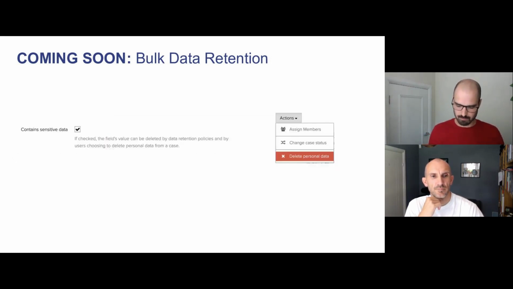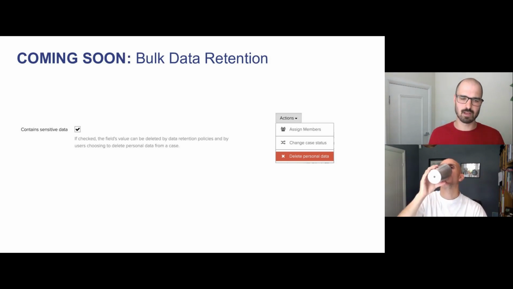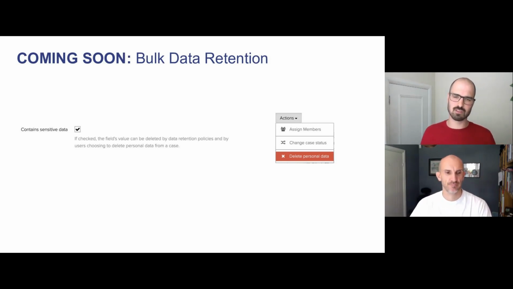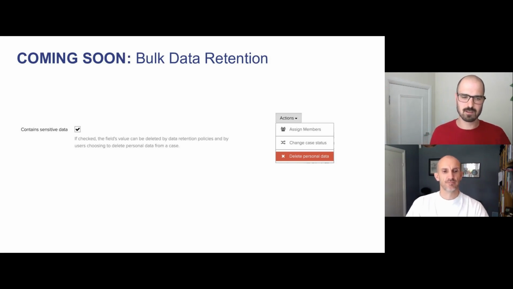Just to clarify what's happening when we are doing the redaction. We are going to be applying exactly the same action as you currently have available to you manually on a case. So if a user has permission to delete personal data on a case, that's the action that's going to be called through the API. The first thing to note is that any case fields that are marked as sensitive will all be redacted on the case.